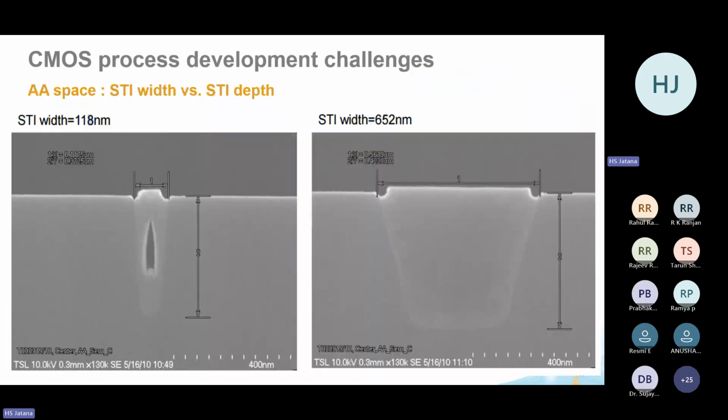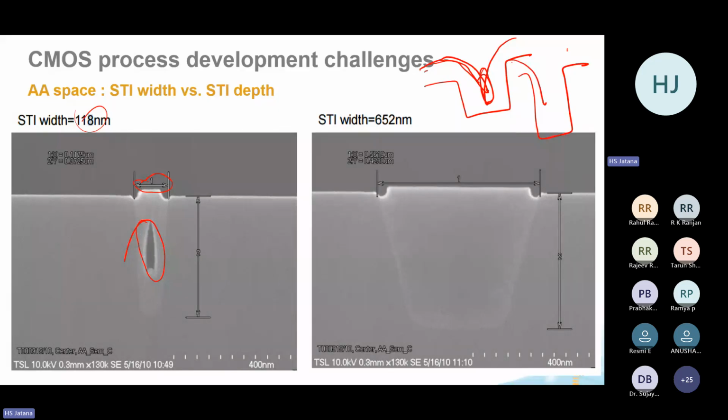Now, what should be the minimum of this? If I make it say 118 nanometer, I will have a problem in filling in CVD, because CVD is a conformal process. I want very good step coverage. In CVD, the wafers will come here, and from here you will get a void like this. This area will not be filled. If the aspect ratio is more, you will get it like this, and that's all. So here will be a void, and this area will not be filled.